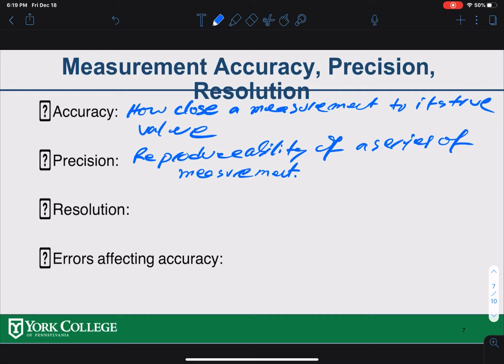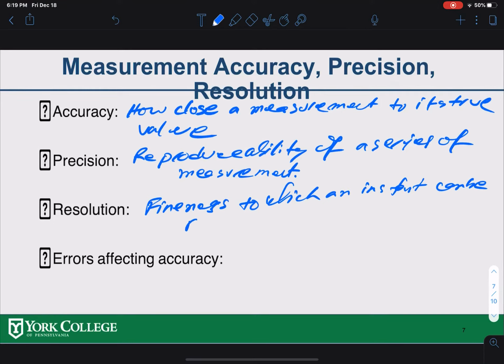And resolution is the fineness to which an instrument can be read. That means how precisely, how closely you can read something from an instrument. Like if you have 6.333, that means you have 3-digit resolution on that. That's what it's saying.